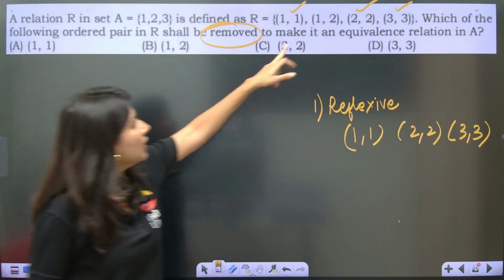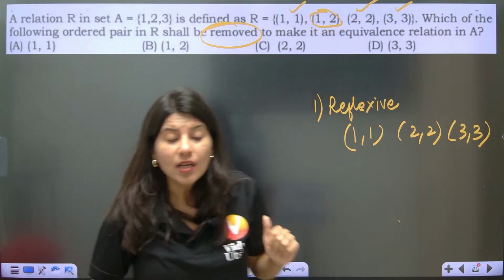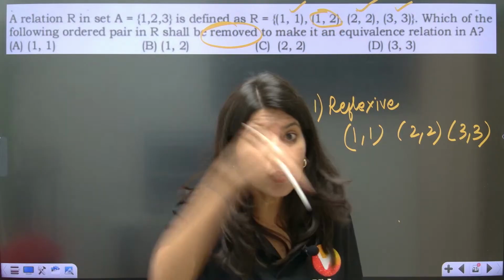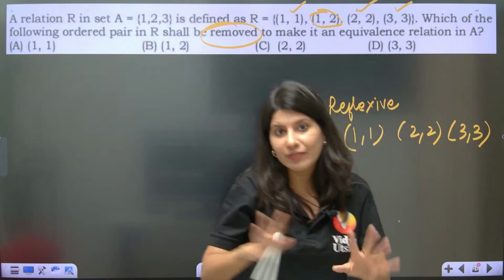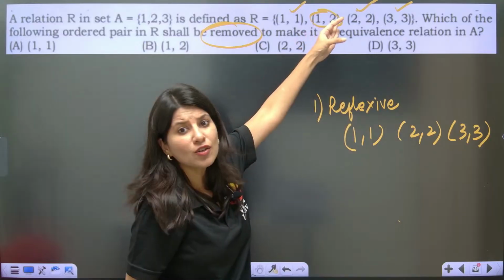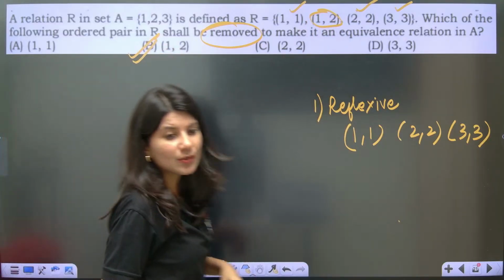The only ordered pair is (1,2). This is making an issue. Why? Because if (1,2) is there, then (2,1) should also be there. So either add (2,1), but if you are not able to add, then remove this (1,2). What is this (1,2) doing over here? So option B is absolutely right.